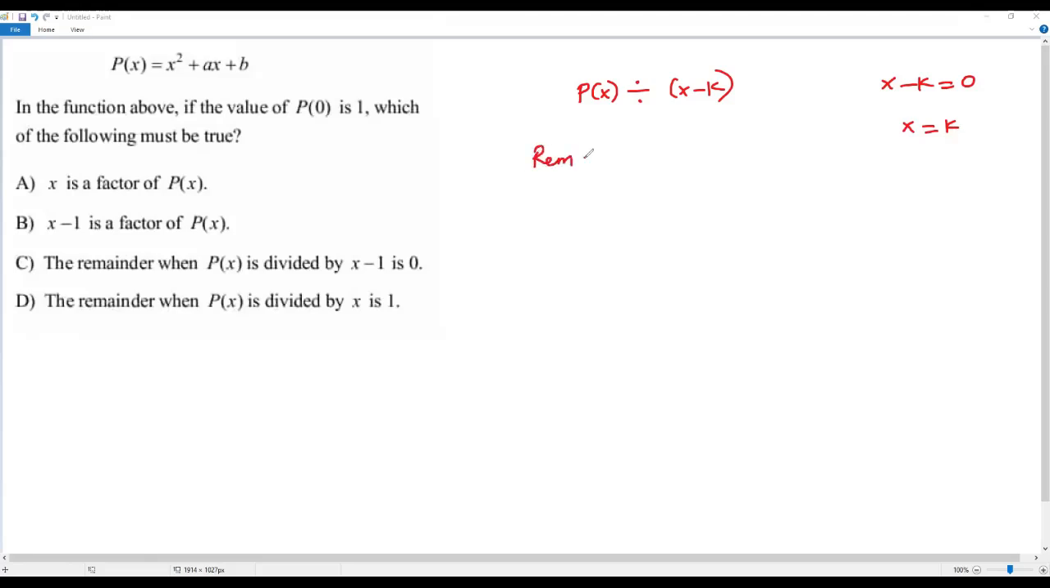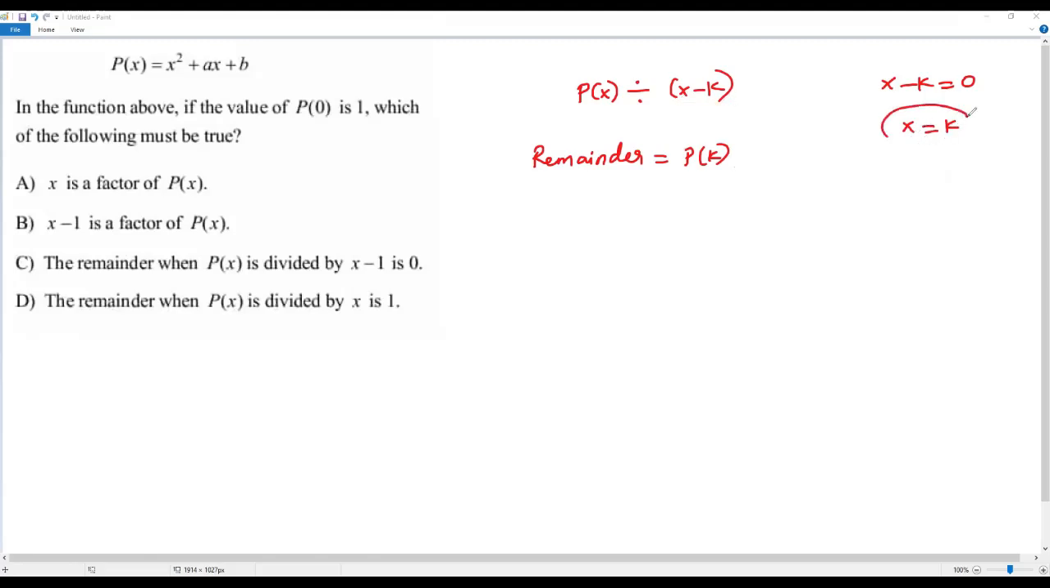Now, to get the remainder, let me write it over here. To get the remainder, I have to plug in this value of x, that is k, for x over here. Then we get p of k. So this p of k gives the remainder when the polynomial function p of x is divided by x minus k. How did we get this value k for x? We equated the divisor to 0 and solved for x.